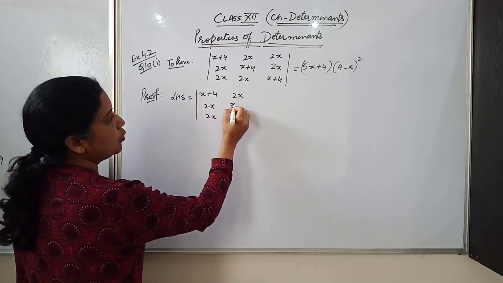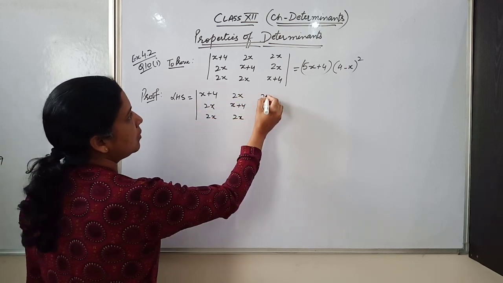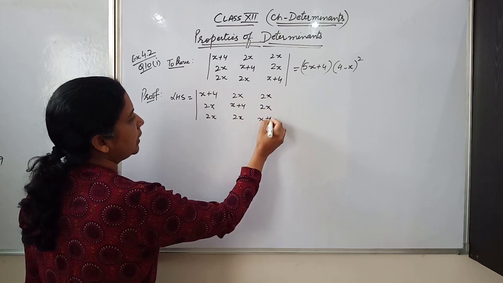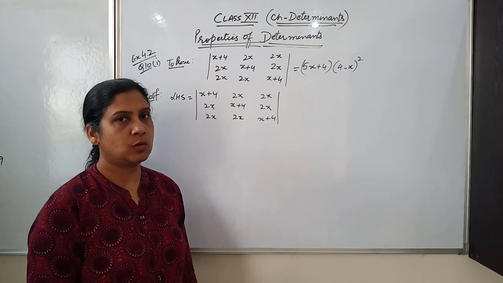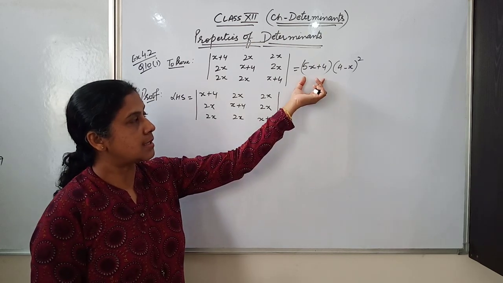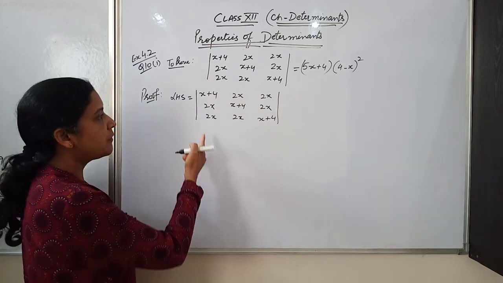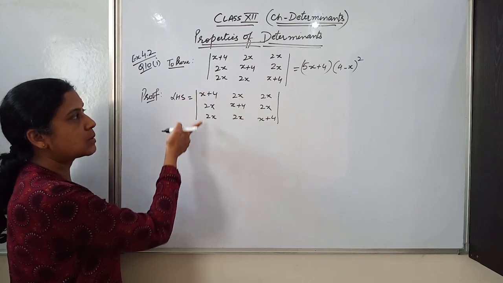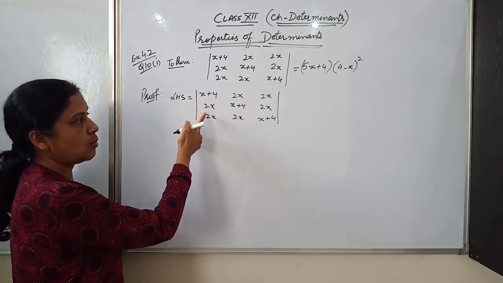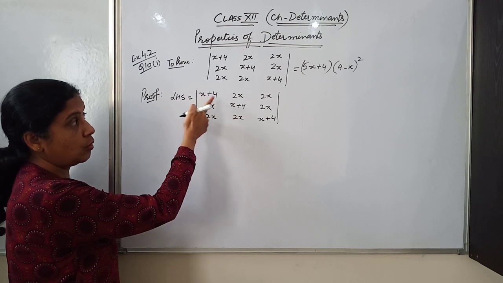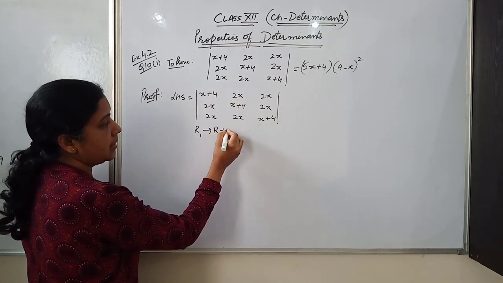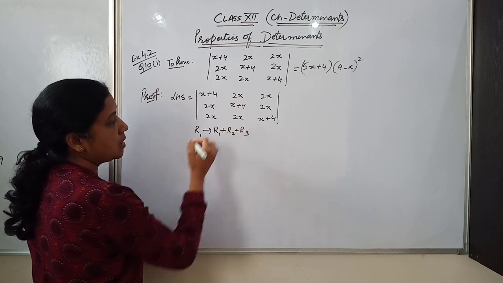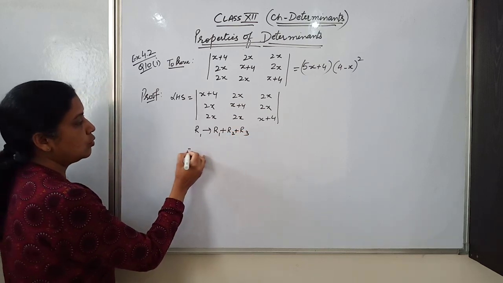You have to note down the entries very carefully. All the elements should be written down very well. Now I will have a look at the RHS. Where do I have to reach? The very first factor says 5x plus 4. If I add all these rows' corresponding elements, I will get x plus 2x plus 2x, that is 5x plus 4. Same here and the same here. So I have got my very first operation, that R1 goes to R1 plus R2 plus R3.